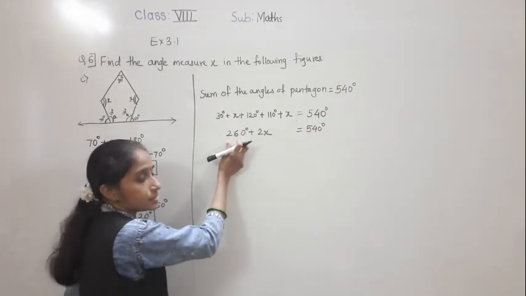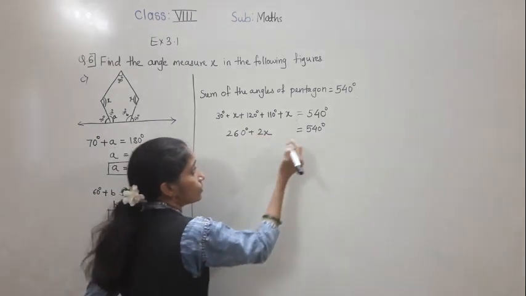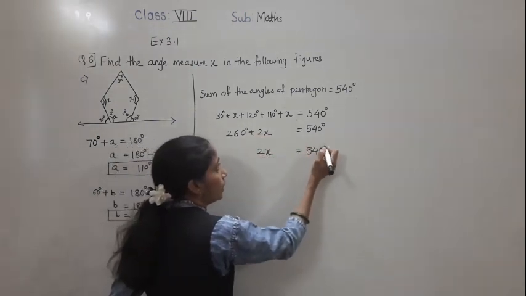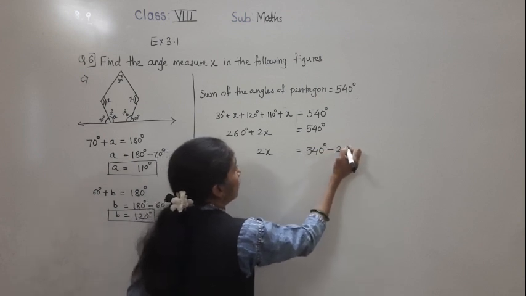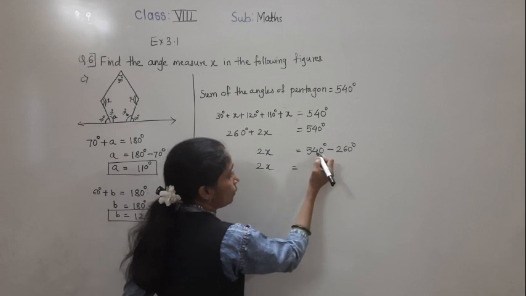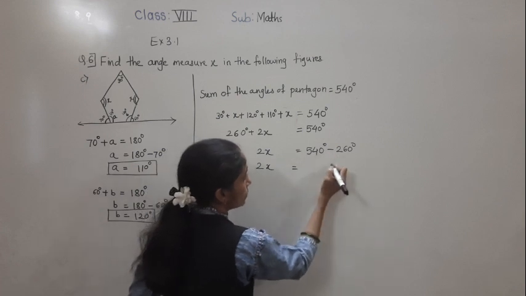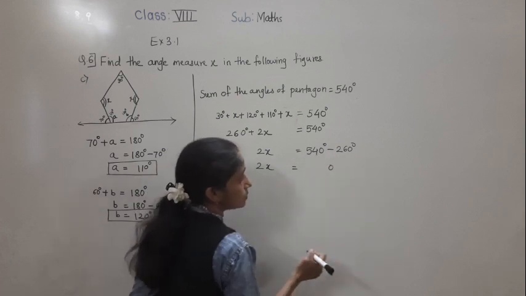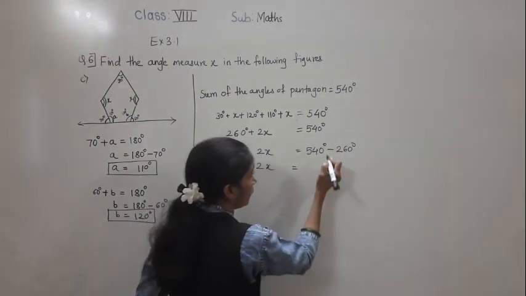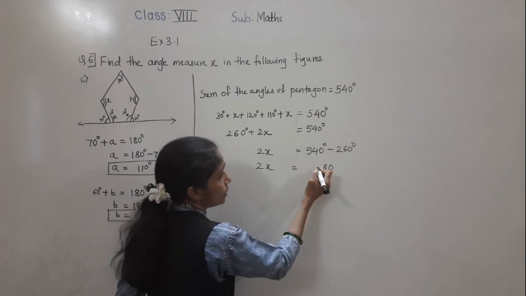Now 260 is here plus. If we transfer it to this side, then it will become minus. So 540 degrees minus 260 degrees. Okay, so 2x is equal to 540 minus 260. 0 minus 0, 0. 4 minus 6 is not possible, so take out 14 minus 6, 8. Now here remain 4, 4 minus 2, 2.